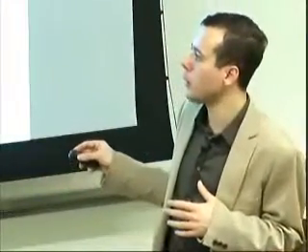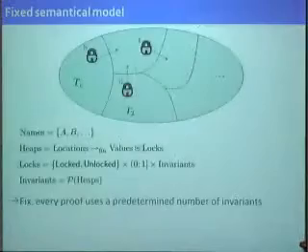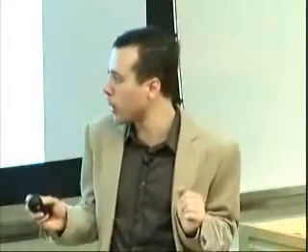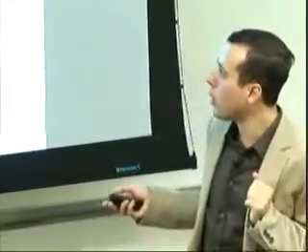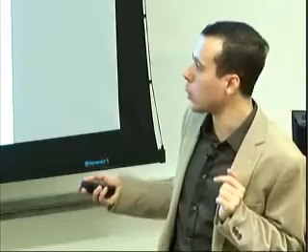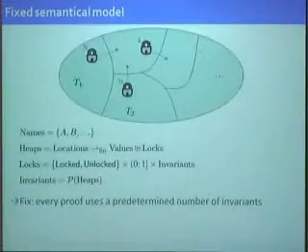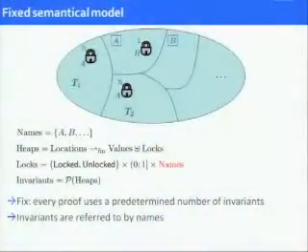I'm going to fix a set of names for invariants. Now, this set doesn't have to be finite or countable, but it has to be of a prefix cardinality before I'm going to do a proof. And now, instead of referring to invariants directly in locks here, I'm going to refer to invariants by name. So I'm going to say, OK, now locks are defined in terms of names.